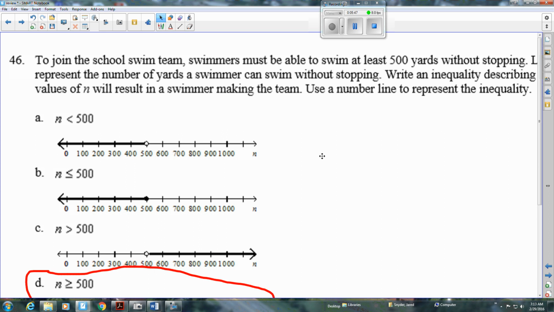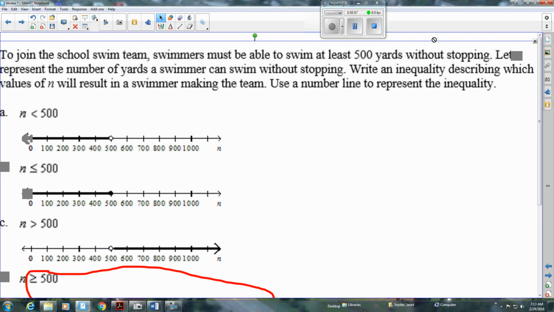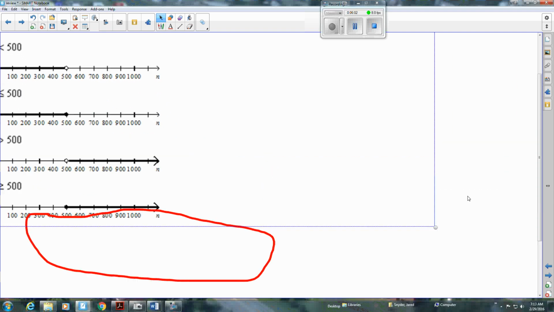To join the school swim team, swimmers must be able to swim at least 500 yards without stopping. I'll let N represent, I'm just going to shrink this whole thing down. Let N represent something.